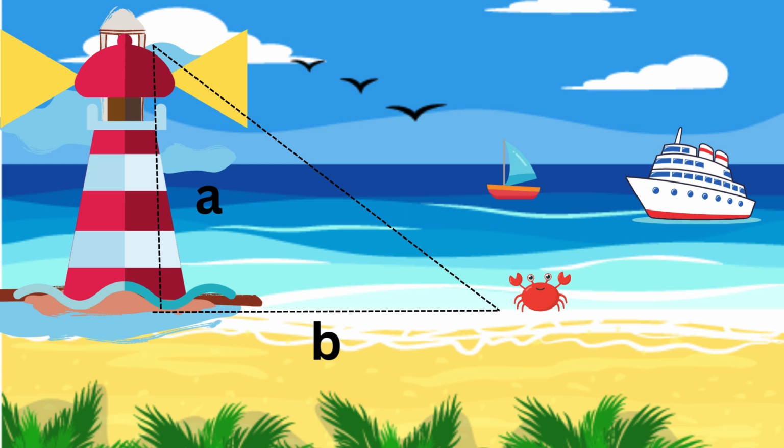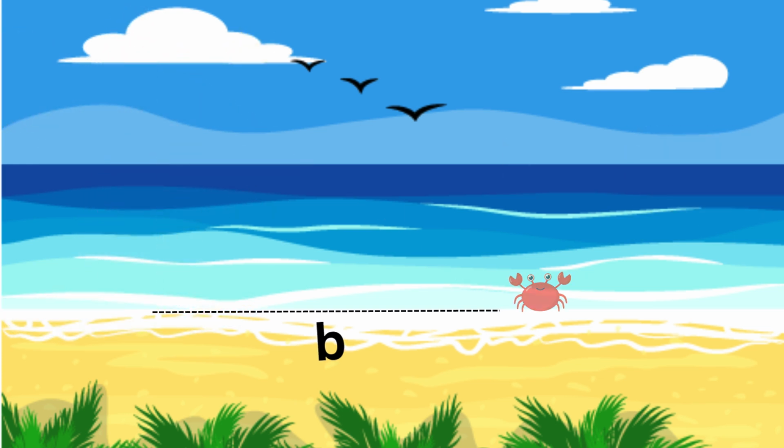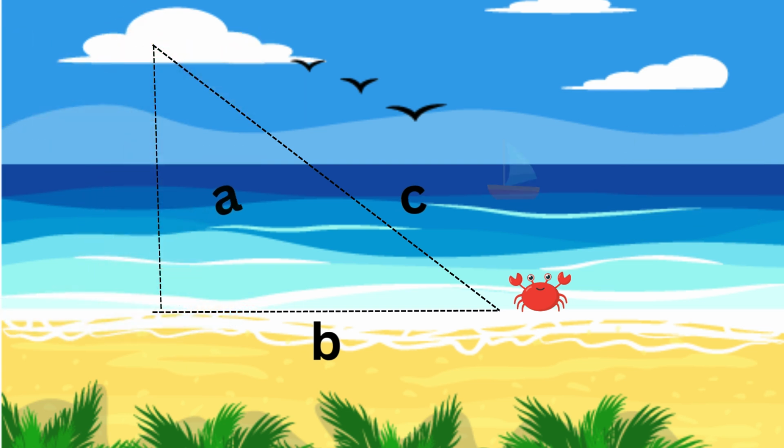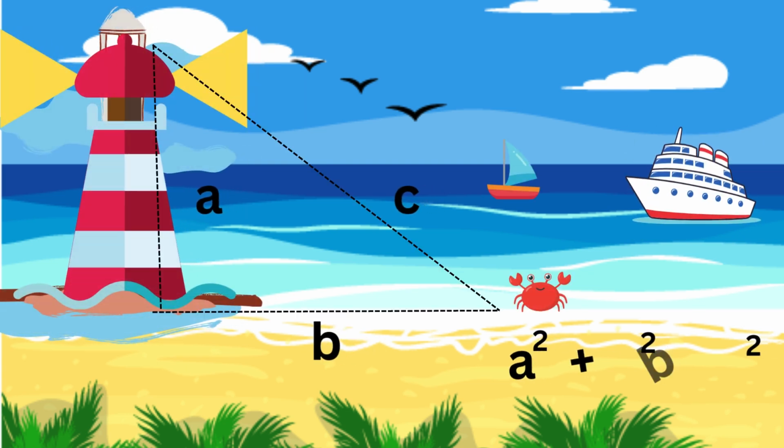The shortest distance from the crab to the top of the lighthouse is the hypotenuse. Let's call it side C. By the Pythagorean theorem, A square plus B square equals C square.